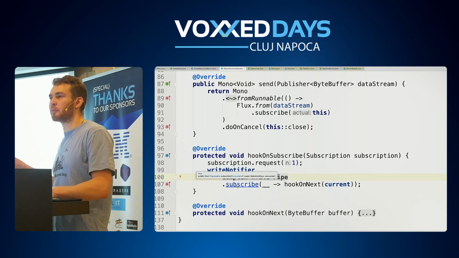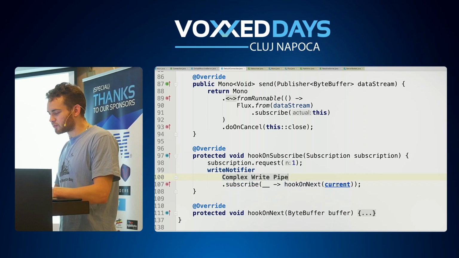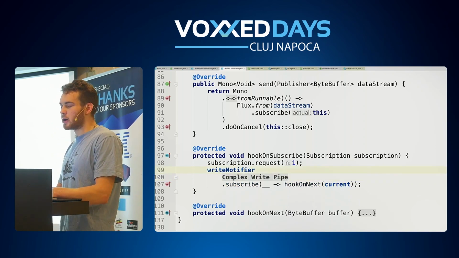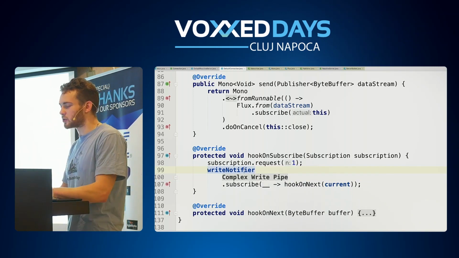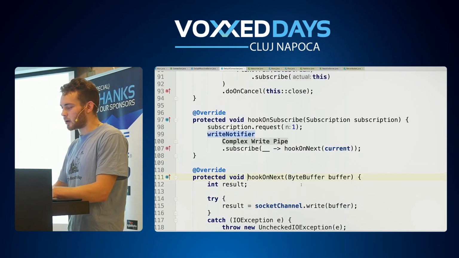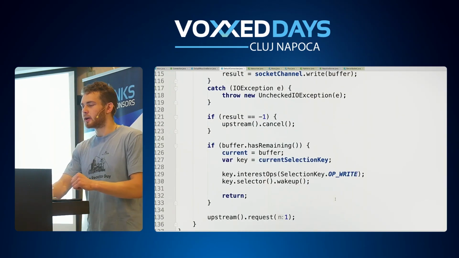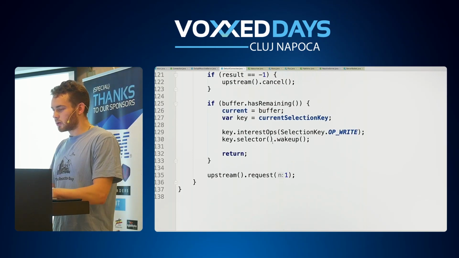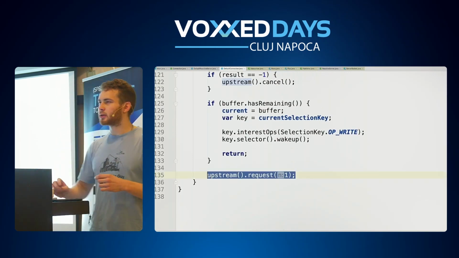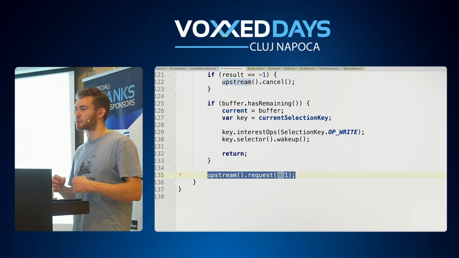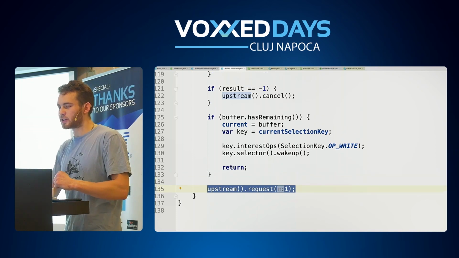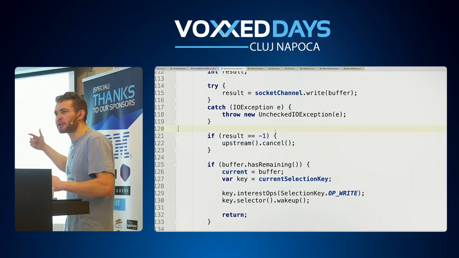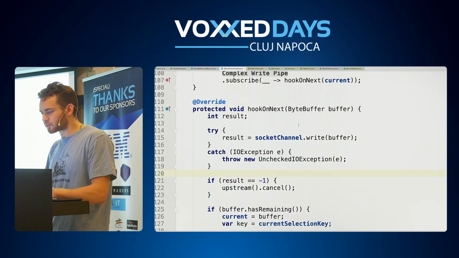Reactor offers us a better approach to create a subscriber. We can just pass a lambda to the Reactor API, and we may say, okay, once we got a notification, once we got a selection key about the ability to write some data into the socket channel, let's try to write data again. And if it happens, we are going to request one more element from upstream. In this case, we are going to control back pressure. So everything is driven by the ability to write data to the socket channel.